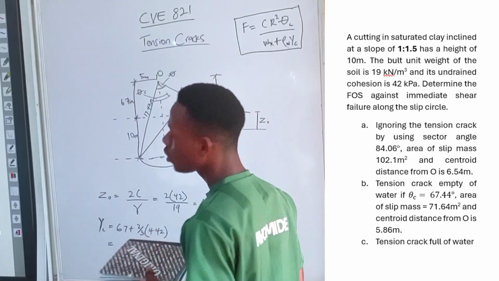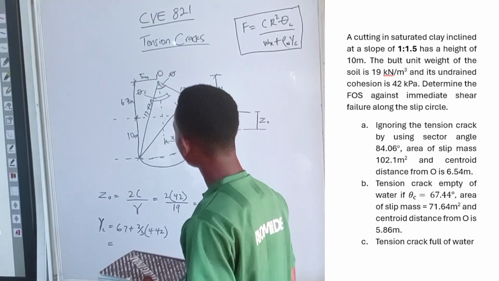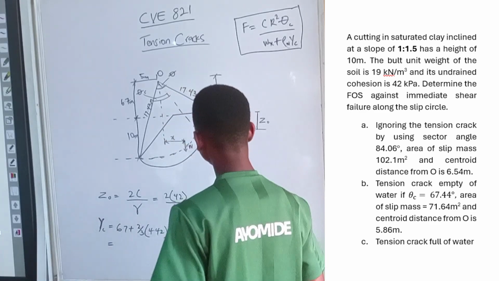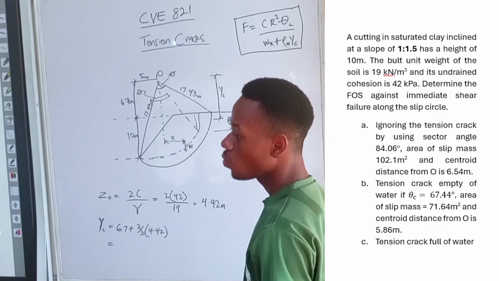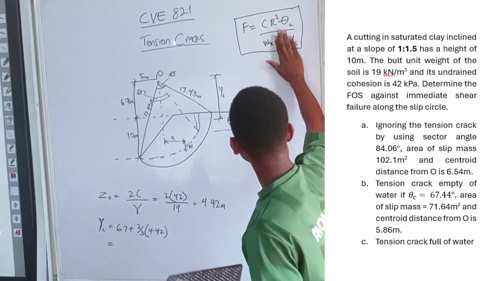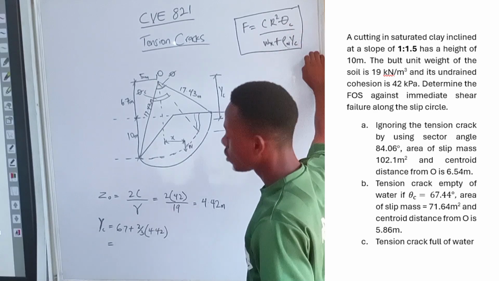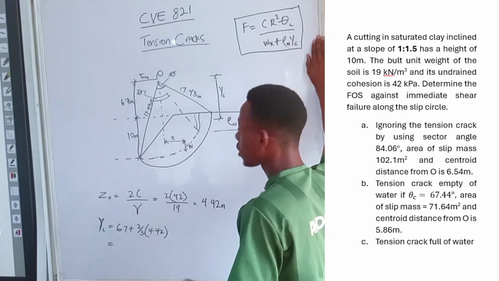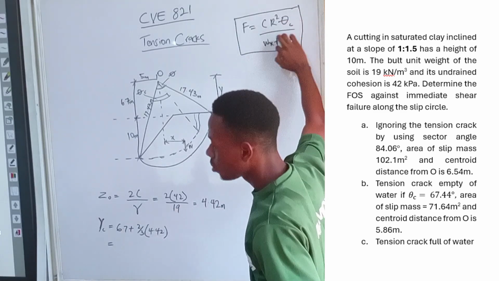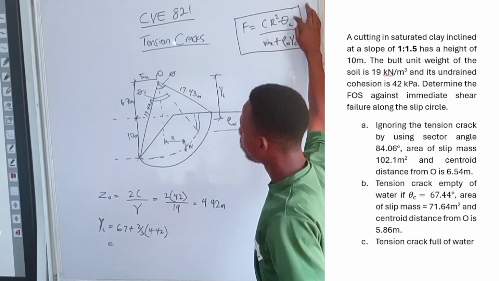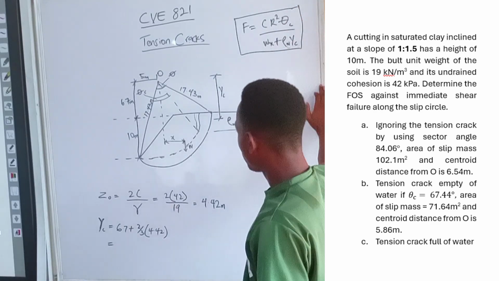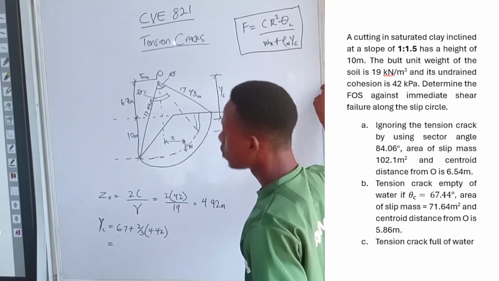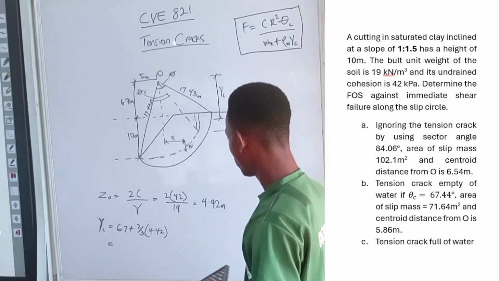Once you are hearing tension cracks, then you definitely know to ask: are we ignoring it, or are we not ignoring it? Once it says we are ignoring it, automatically we are using Taylor's method. If it says we are not ignoring it, then we come back to this. Another thing is whether the tension crack is filled with water or not. If it's filled with water, automatically this one too is going to go out, but our theta C will still remain. For the Swedish method of slices, once we see the parameters that were given, we should be able to tell that this is what we have to do.